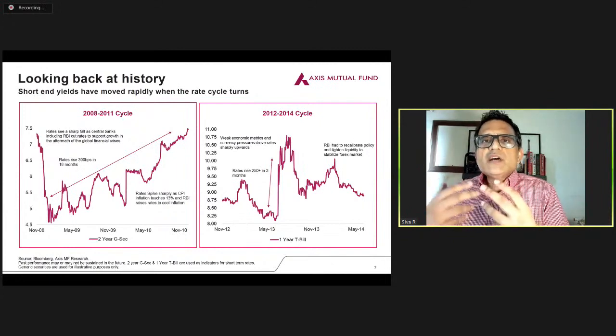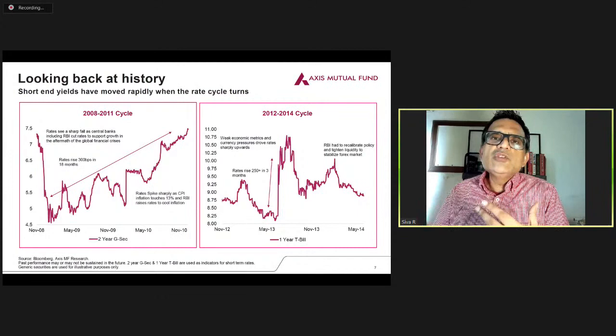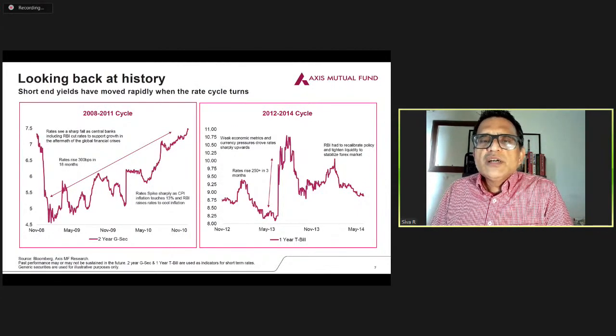So whether that is a recovery in India leading to the RBI increasing interest rates, or a global recovery leading to the US changing its monetary stance, we need to be prepared for a scenario where yields can rise, and that is something we want to do at this point of time.